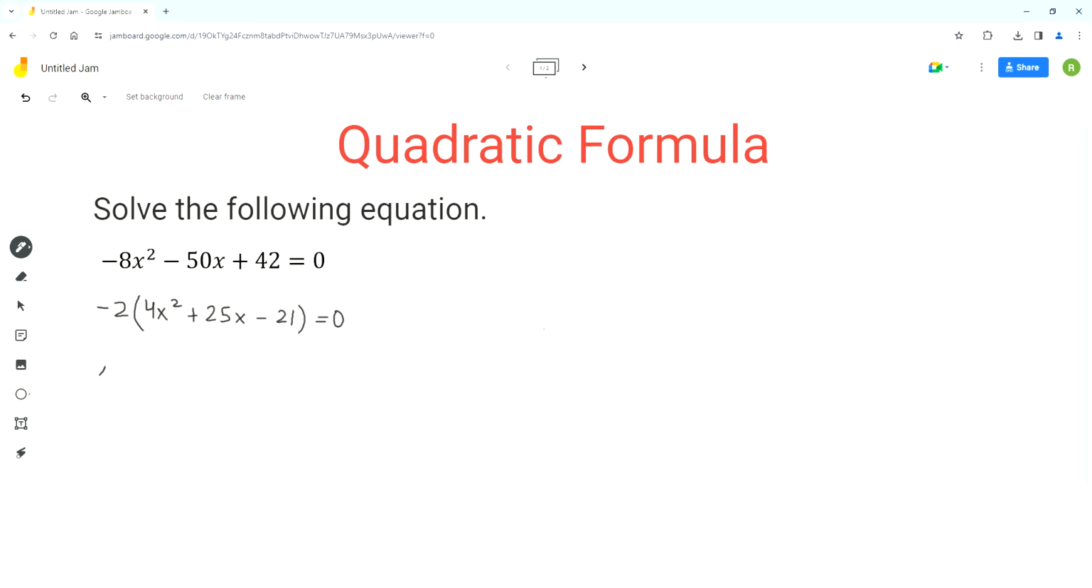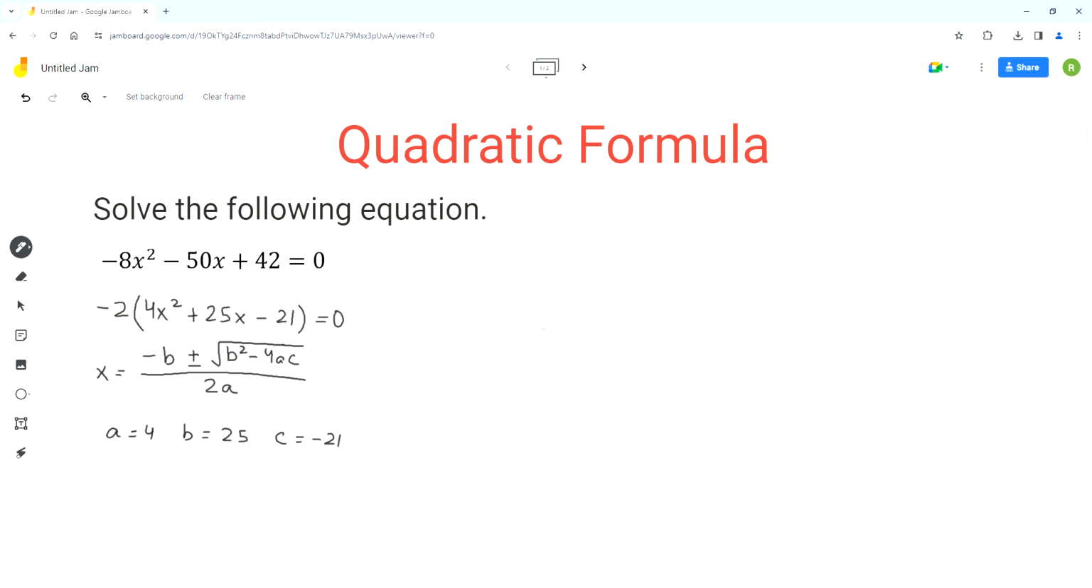I'll write the quadratic formula. Since the variable in this equation is x, I'll write the quadratic formula as x equals -b plus minus the square root of b squared minus 4ac, over 2a. So in this formula, a, b and c represent the coefficients of the terms in the equation. So a represents the coefficient of the x squared term, which is 4. B represents the coefficient of the x term, which is 25. And c represents the number term, which is -21.